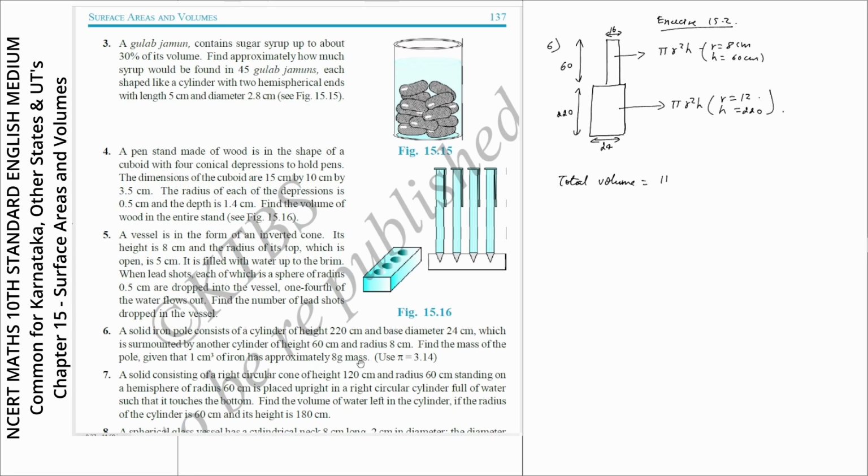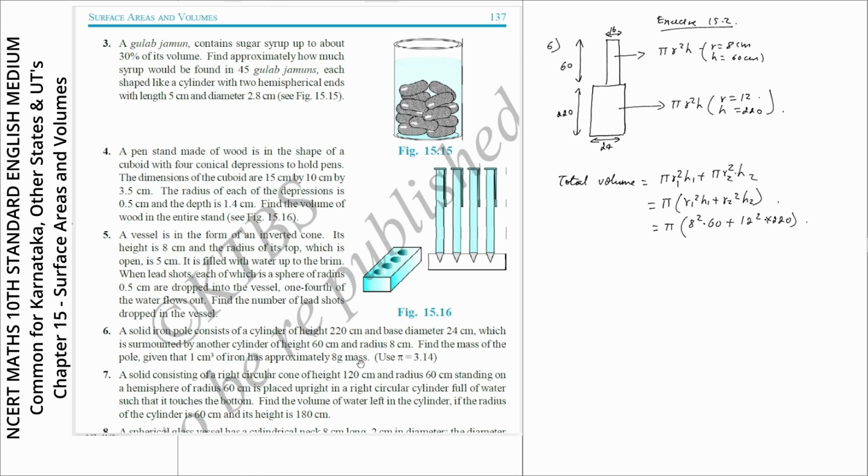This is equal to pi r square h plus pi r square into h. I'll take h1 and h2, and r1 and r2. So pi I can take common, and this is pi into r1 square h1 plus r2 square h2. So now here it is pi, r1 is 8, so 8 square, h1 is 60, and r2 is 12 square, h2 is 220. This is the total volume.